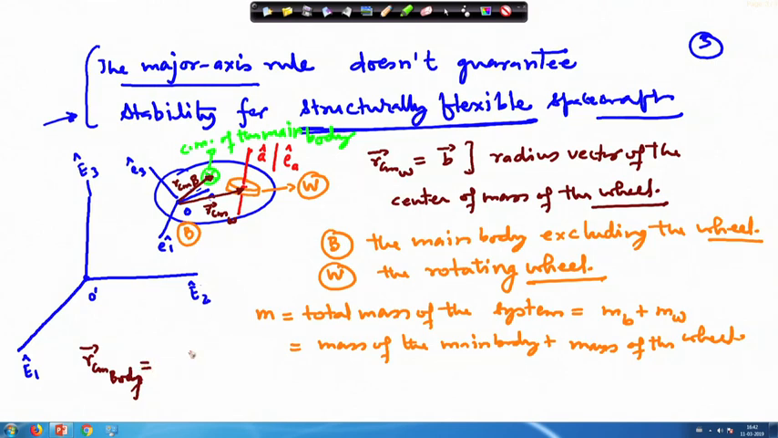For r cm body, we can give some other notation, maybe we write this as R capital B, just to indicate this is for the main body, and this we have written for the wheel. So, instead of b, we can also write this as R W. These are notation conventions we can choose on our own. So, let us proceed, and wherever required, we will define the corresponding variable.